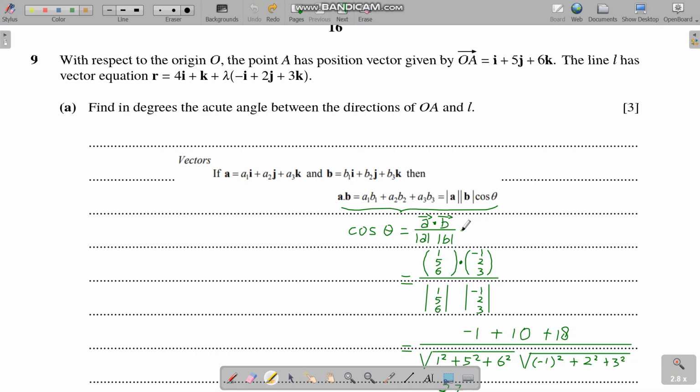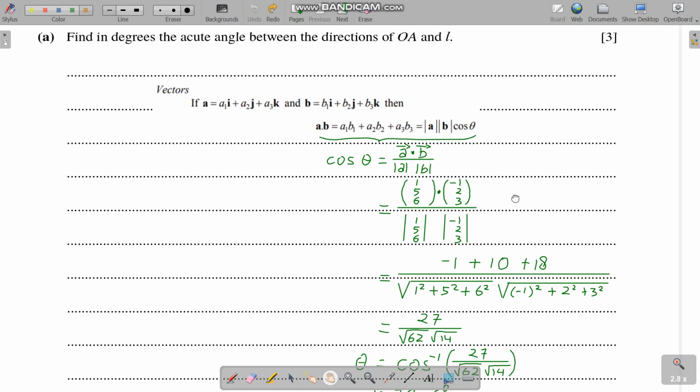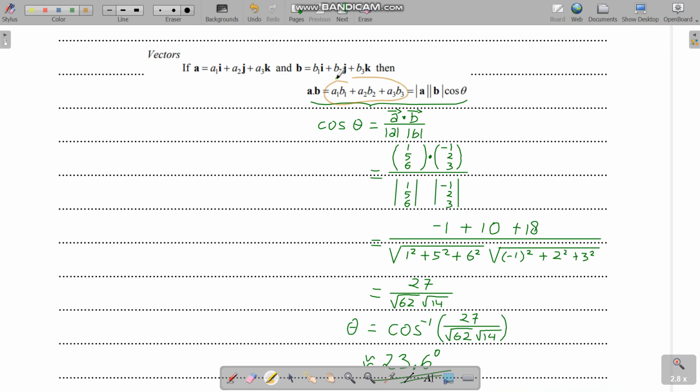For the vectors A and B, we use OA, which is (1, 5, 6), and the direction of line L, which is (-1, 2, 3). So that's vector A dot vector B divided by the magnitudes. To do the dot product, we just multiply corresponding components, x with x, y with y, and so on. So we do 1 times -1, which is -1, 5 times 2, which is 10, 6 times 3, which is 18.